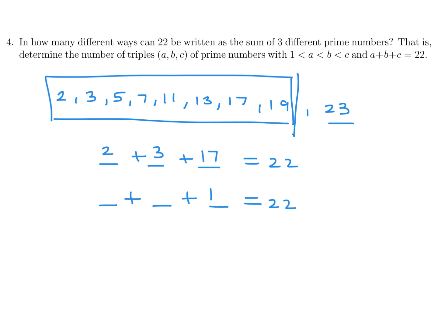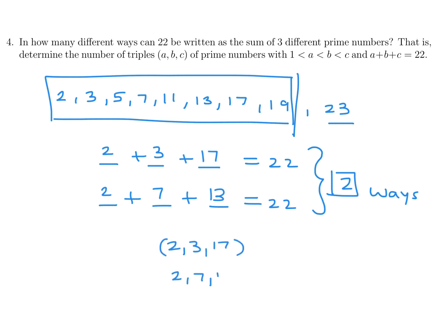Let's try 13. The remaining numbers would have to add up to 9. And how do I do that? 2 and 7 would do it. And I think these are the only ways. So 2 ways is the answer. And I guess the triples would be 2, 3, 17, and 2, 7, 13. Those are the triples, A, B, C.